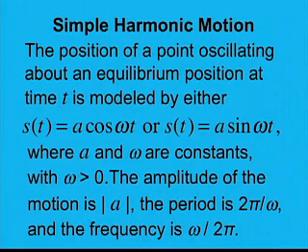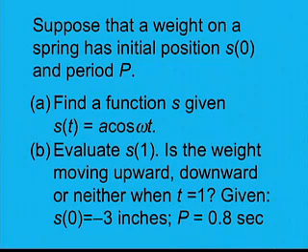Realize that S of t is the distance of a single point which is in simple harmonic motion from its equilibrium point at whatever time t is determined. So let's take a look at an example where we use this. Suppose that a weight on a spring has initial position s of 0 and period p. Find a function s given s of t equals a cosine omega t. Evaluate s of 1. Is the weight moving upward, downward, or neither when t is equal to 1? Given that s of 0 equals -3 inches and p, the period, is equal to 8/10 of a second.